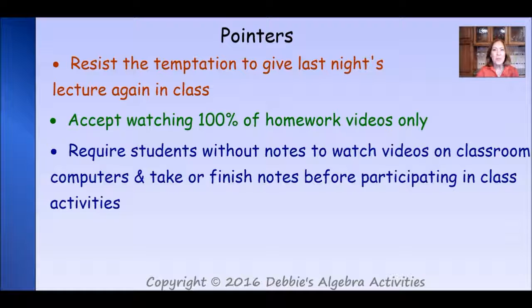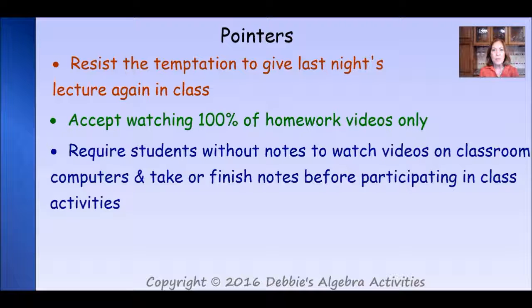Require students without notes to watch videos on classroom computers and take or finish their notes before participating in class activities. After completing notes in class, these students can then start at the beginning of the day's activities alone or with one or two others in the same position. Often they cannot finish everything and are required to return another time or after school.